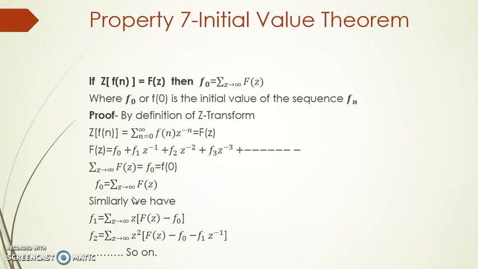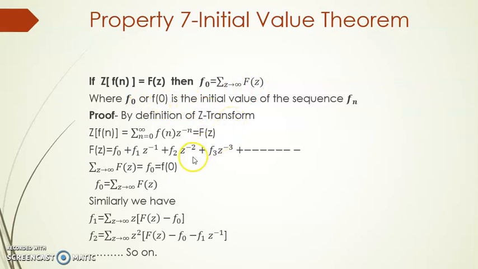Hence the result. So property 7 is the initial value theorem. If Z transform of f of n equal to f of z, then f0 equal to limit z tending to infinity f of z, where f0 or f of 0 is the initial value of the sequence f of n.